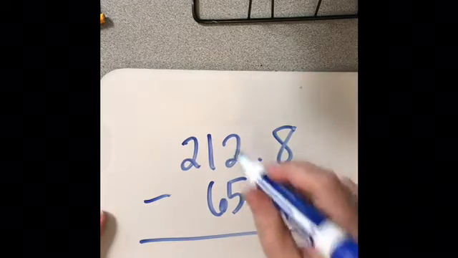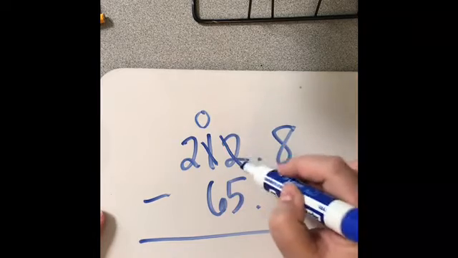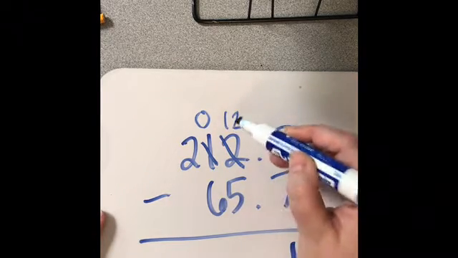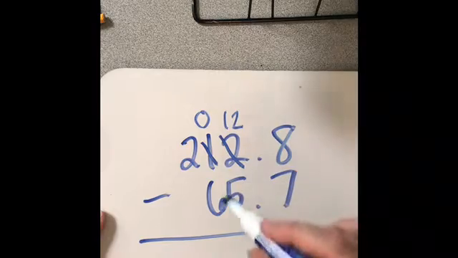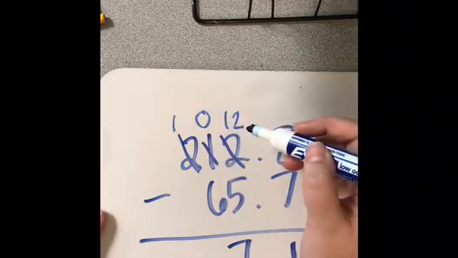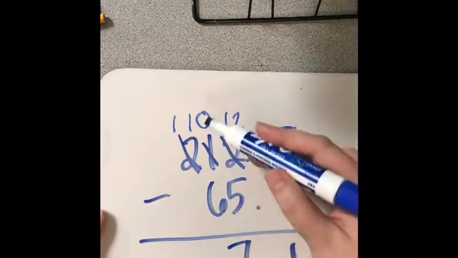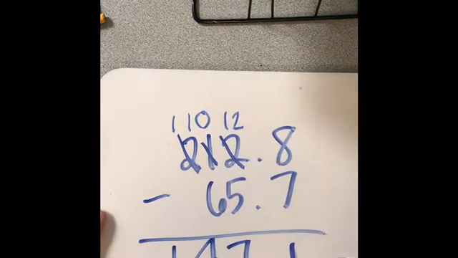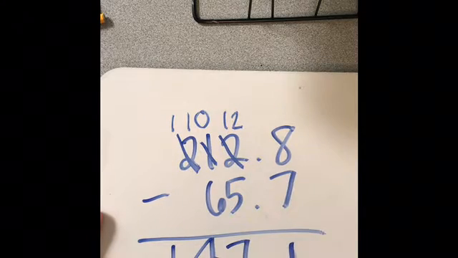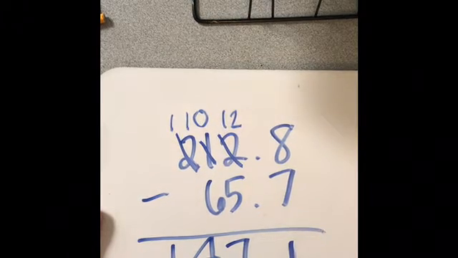So 8 minus 7 is 1, 2 minus 5, we won't have enough, so I need to borrow from my neighbor. So instead of 1, they've got 0, and instead of 2, I now have 12. So 12 minus 5 would be 7. 0 minus 6, can't do it, so we borrow. So instead of 2, I have 1, and instead of 0, I have 10. So now we can do 10 minus 6, so we think about what goes with 6 to make 10. And then 1 minus nothing. Our decimal goes in one straight line. Go ahead and say that decimal in your head, not out loud. 147 and 1/10.